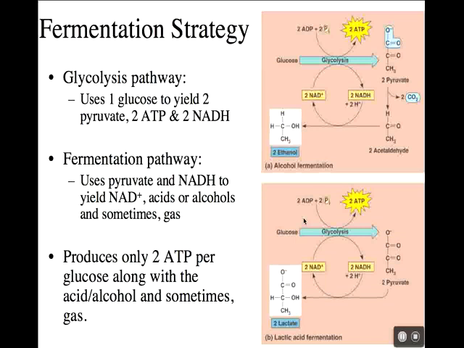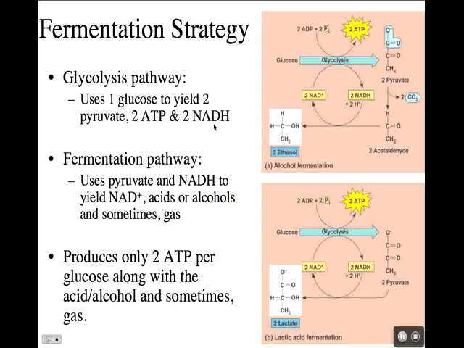Fermentation strategy uses glycolysis and then this fermentation pathway. Glycolysis works exactly the same as glycolysis always works. You have glucose going in, getting broken down into 2 pyruvates. You have 2 NAD+ getting reduced to form NADH. And you have 2 ATPs being formed during glycolysis. Remember, the net yield was 2. So glycolysis works exactly the same way as it always works. You get 2 pyruvate, 2 ATP, 2 NADH.